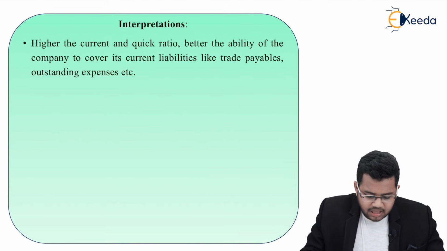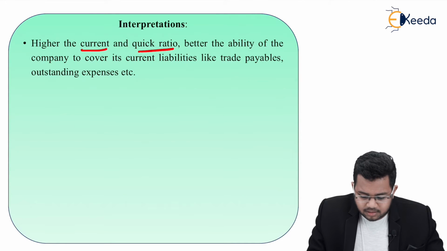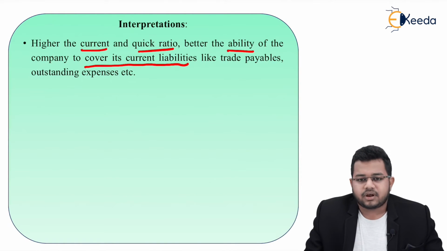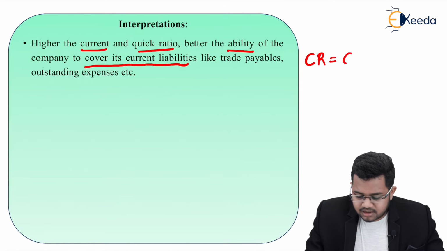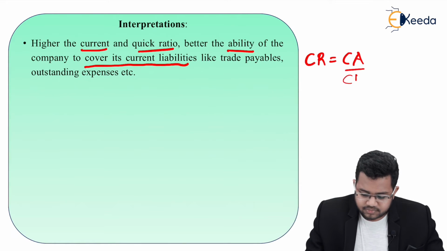First interpretation: higher the current ratio and quick ratio, better is the ability of the company to cover its current liabilities like trade payables, outstanding expenses, etc. This makes sense because if you've noticed, current ratio is current assets upon current liabilities. Higher the ratio, meaning current assets should be more than current liabilities.